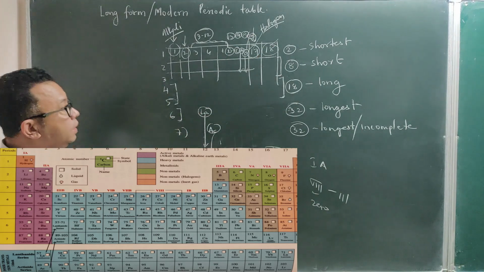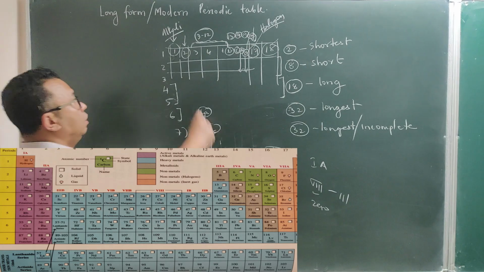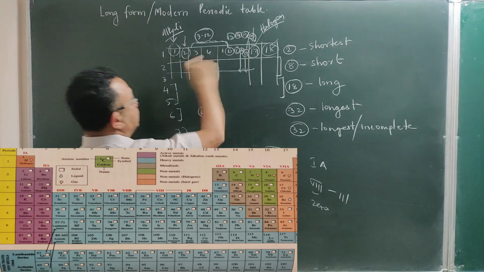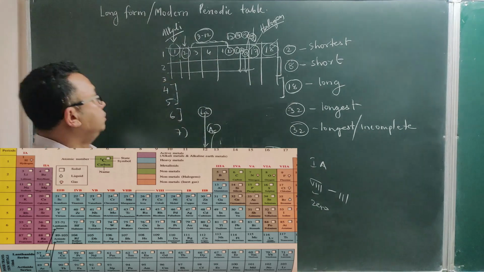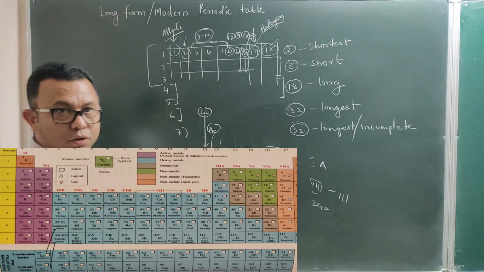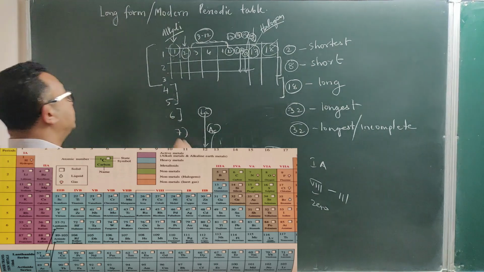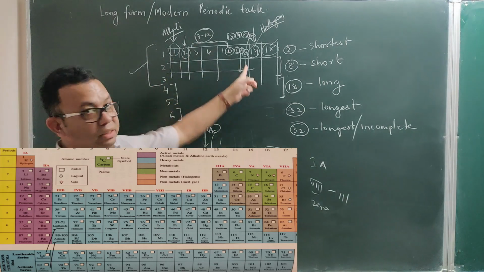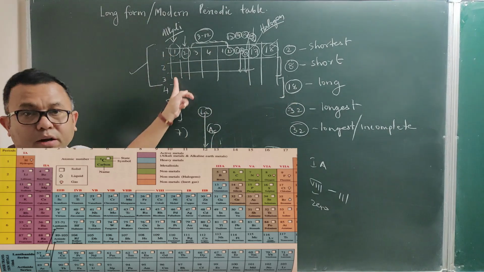Now next, let's discuss periods. Horizontal lines are called periods, and altogether there are 7 periods. If you count, 7 are there. The detailed study of the first period, second period and third period, which is also in your syllabus, we have already discussed in the previous class. I have also taught you how to write all the elements. There are 18 elements in period 1, period 2 and period 3.